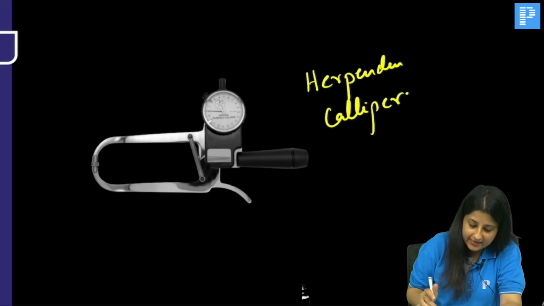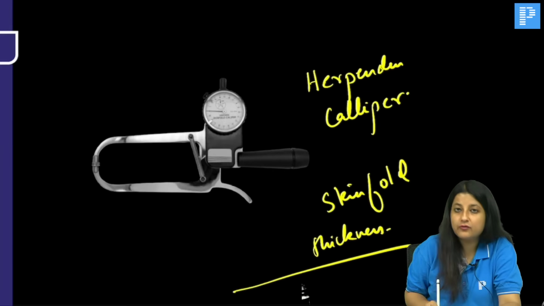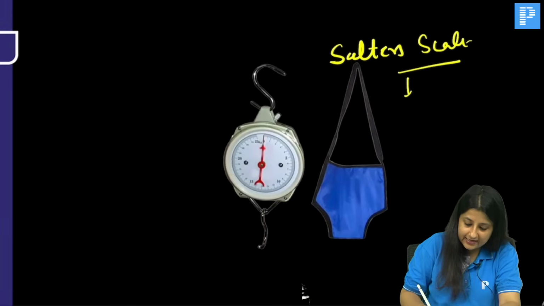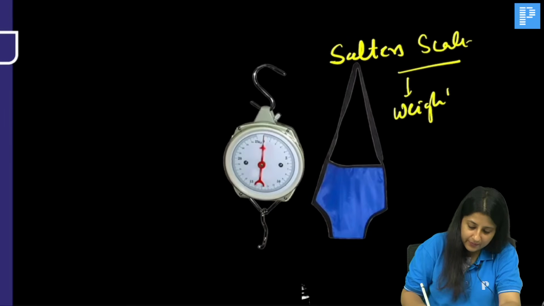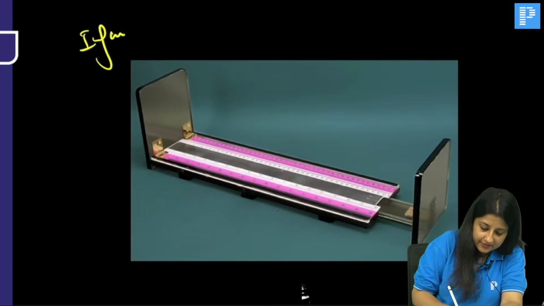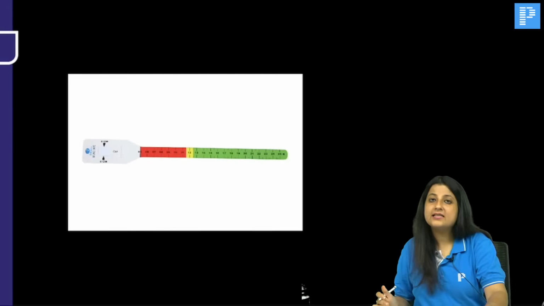Here you can write Harpenden calipers for skin fold thickness, and we've already discussed where all you can measure the skin fold thickness and its values. You should know that. This Salter scale is for taking the weight of the baby in the field. This one, of course, is infantometer. It can measure the length of a baby up to 2 years. And this one is Shakir's tape.